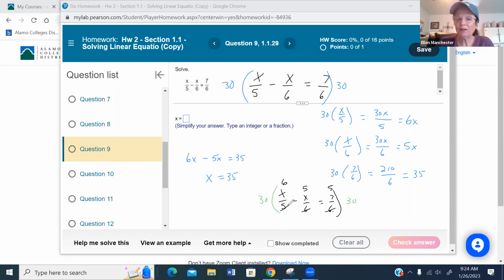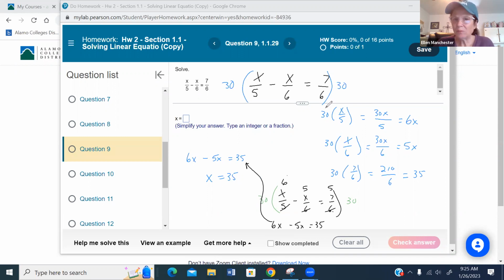30 divided by 5 is 6. 30 divided by 6 is 5. 30 divided by 6 is 5. And then I multiply. 6 times x is 6x. 5 times x is 5x. And 5 times 7 is 35. So you can see I am right back to the exact same thing. Much less work doing it the second way.